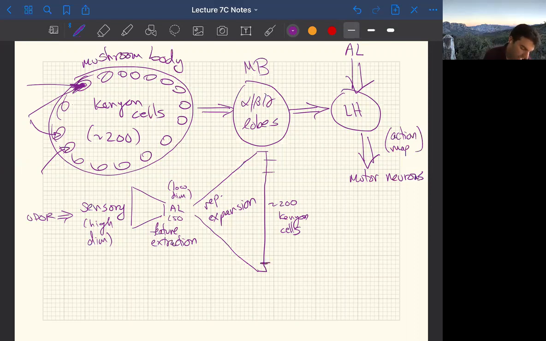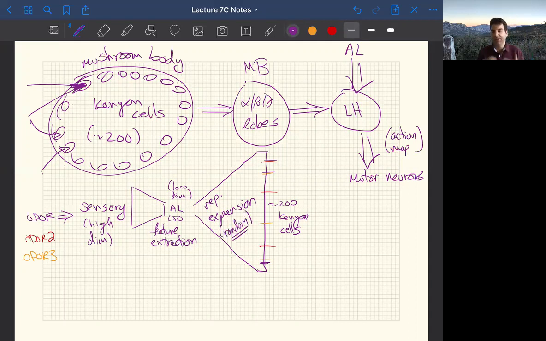And then you might give it a different odor, odor 2, and that turns on another sparse set of Kenyon cells. And then you put together another odor, and that flips on another sparse set of Kenyon cells. And I just want to emphasize this representational expansion, as far as we can tell, is random.